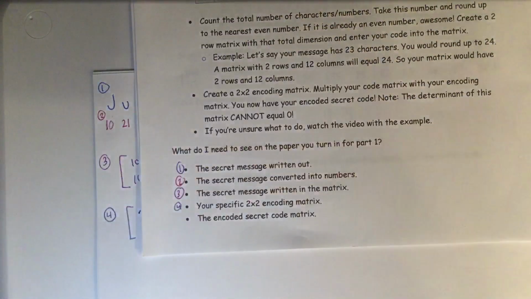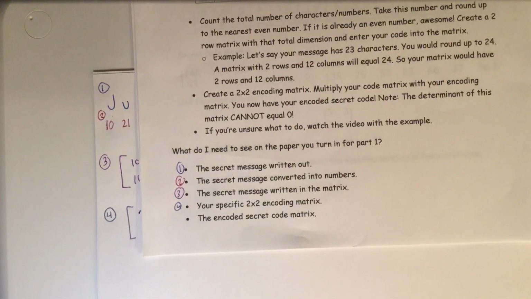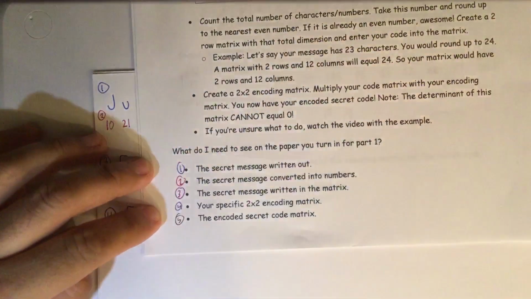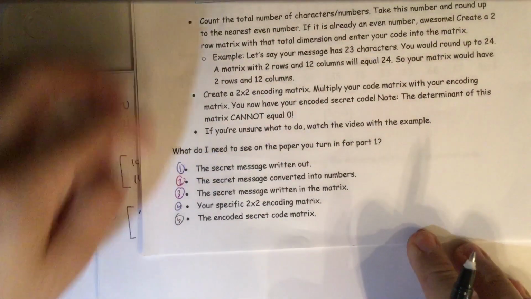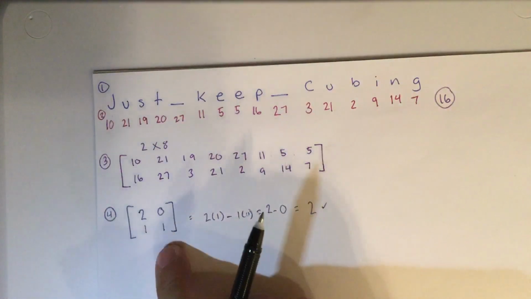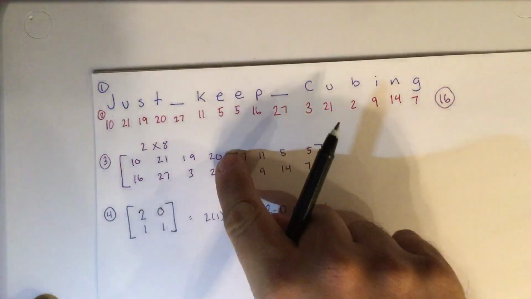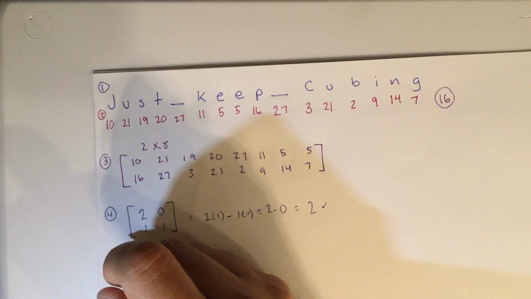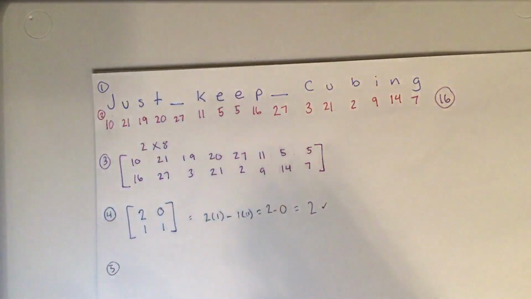Step 5 says to multiply the encoded secret code matrix. So this will be step 5 in part 1. Here we're just going to take our 2x2 and multiply it by my 2x8. So that's step 5, and this is going to be my encoded secret matrix.